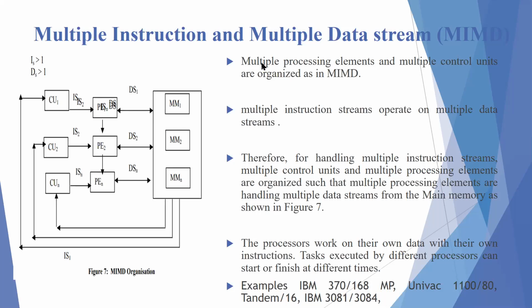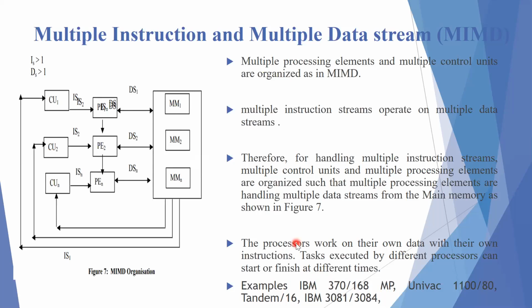So therefore, for handling multiple instruction streams, multiple control units and multiple processing elements are organized such that multiple processing elements are handling multiple data streams from the main memory as shown in the figure. So the processors work on their own data with their own instructions, and tasks are executed by different processors. Normally they work in master slave mode also. This you would know.